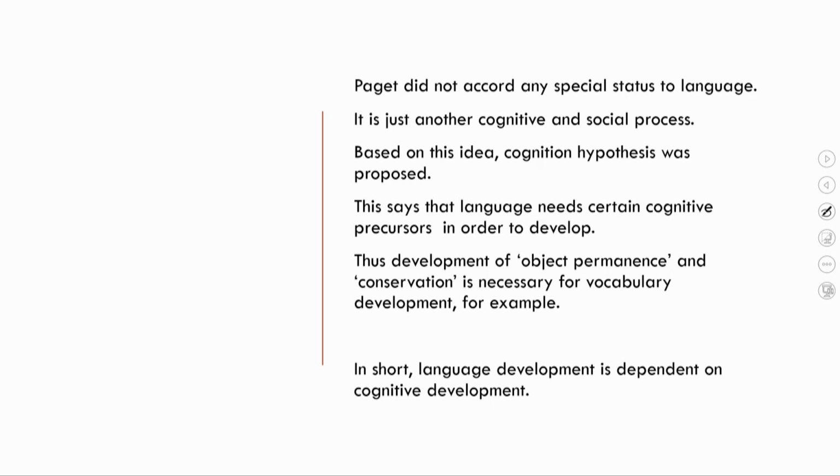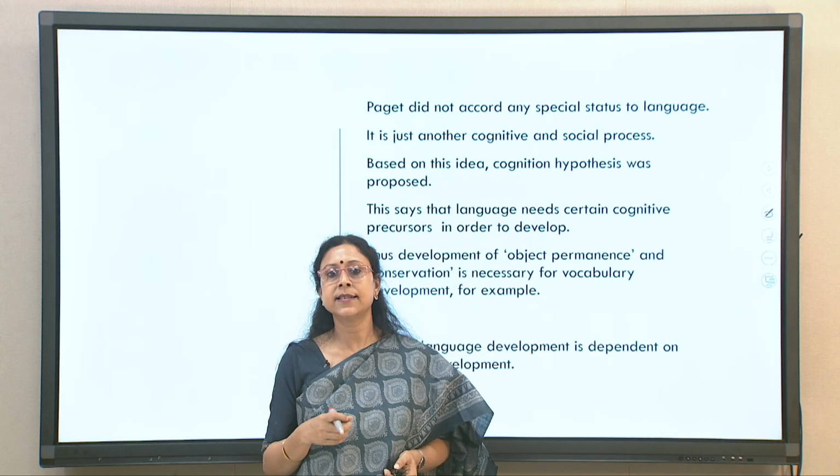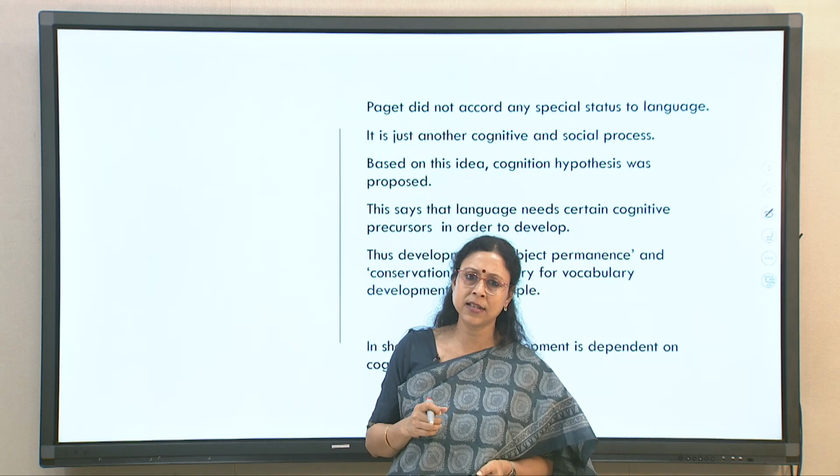So, until and unless some basic cognitive architecture is already in place, certain basic ideas are already formed, language will not be able to come in. So, that is why you need language. So, the development of object permanence and conservation is necessary for vocabulary development. That is one of the domains that have been studied extensively.